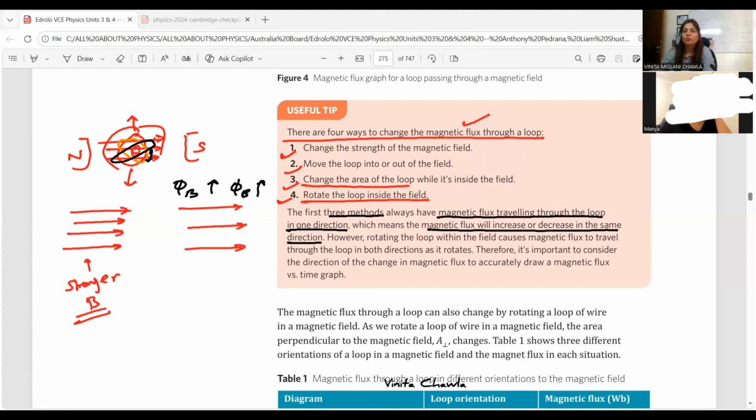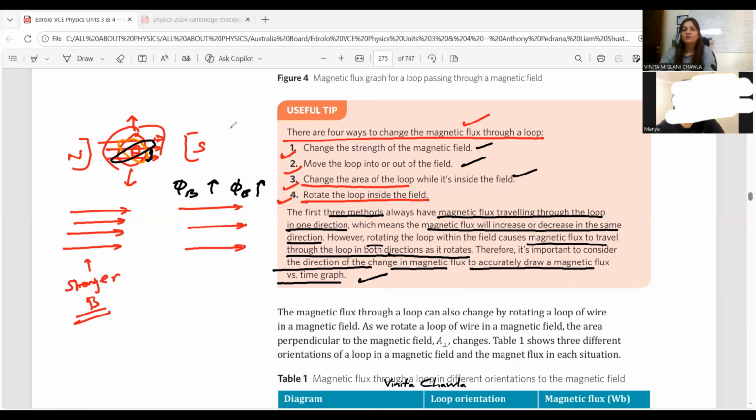But if we rotate the loop, then while rotating the loop, the field causes the magnetic flux to travel through the loop in both directions as it rotates. And therefore, it is important to consider the direction of the change in magnetic flux to accurately draw a magnetic flux versus time graph. So when we take the rotation, we have to be very cautious about that. How do we draw the graph? Magnetic flux versus time graph, because whatever you do, you are changing the magnetic flux ultimately. So we can draw magnetic flux versus time graph accordingly, showing how the magnetic flux is changing with time, right?